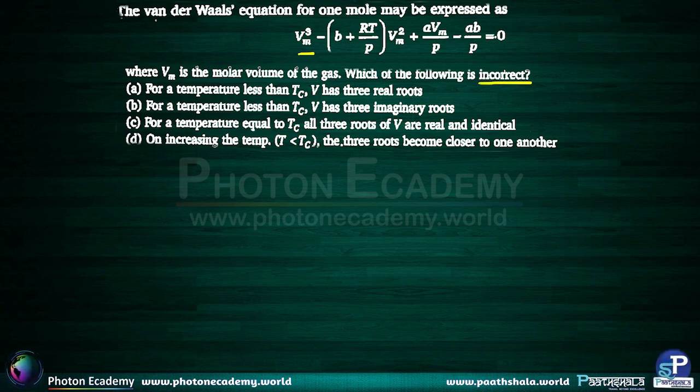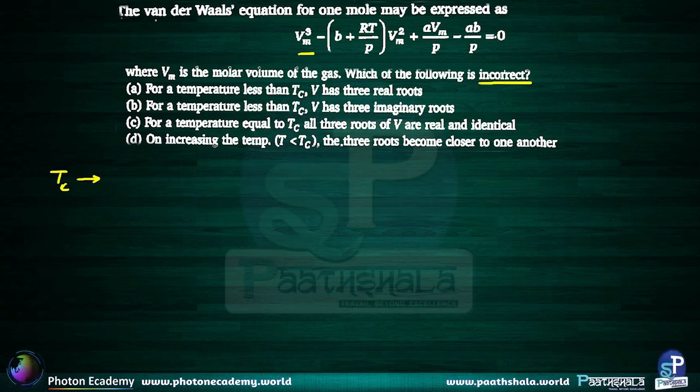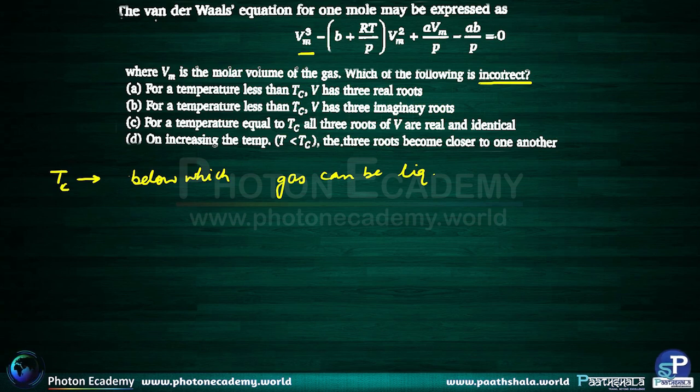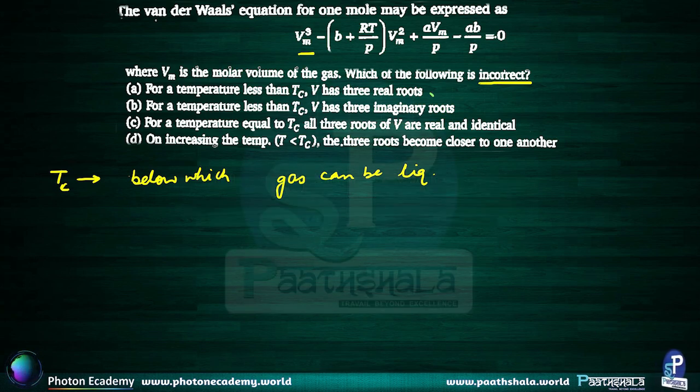Now, by the definition of critical temperature, we know that critical temperature is the temperature below which a gas can be liquefied, right? So, if we talk about the first option, for a temperature less than Tc, V has 3 real roots, right? It is a cubic equation in V. Since the gas can be liquefied, that is, it would occupy some volume below Tc, the equation would have real roots. So, this statement is correct.